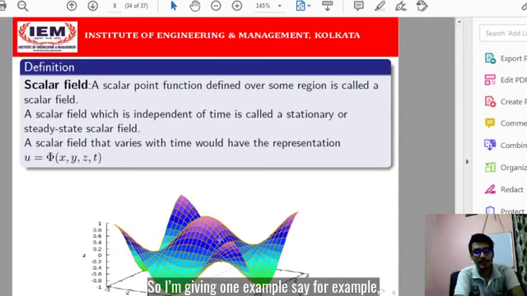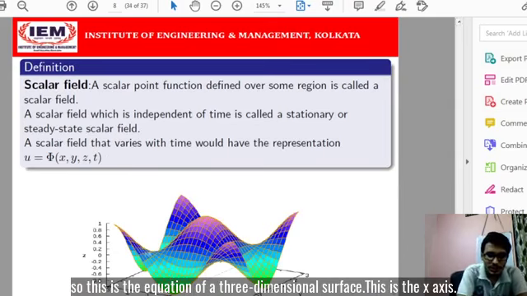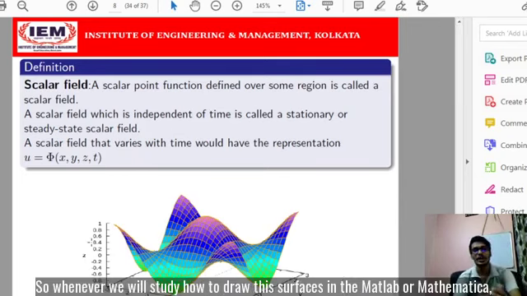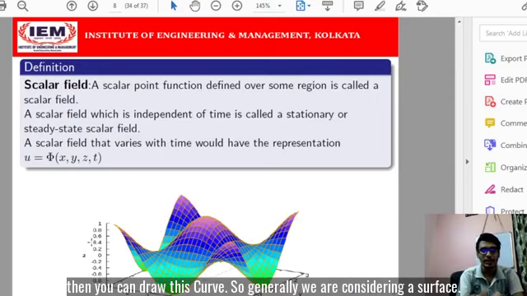So I am giving one example. Say for example, this is the equation of a three-dimensional surface. This is the x-axis, this is the y-axis, this is the z-axis. Whenever I study how to draw these surfaces in MATLAB or Mathematica, then you can draw this curve. So generally we are considering a surface.